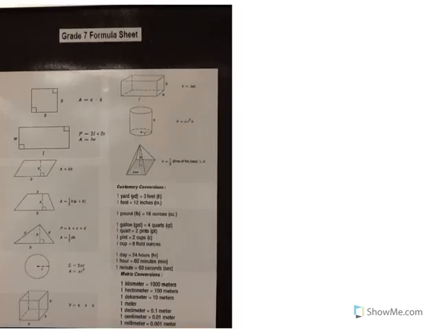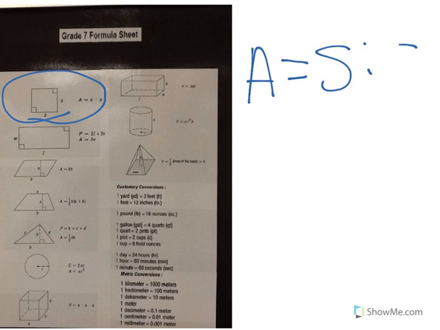Alright, let's take a look at the first shape. The first shape is a square, and to find the area of a square we multiply side times side. The formula is written as area equals side times side.